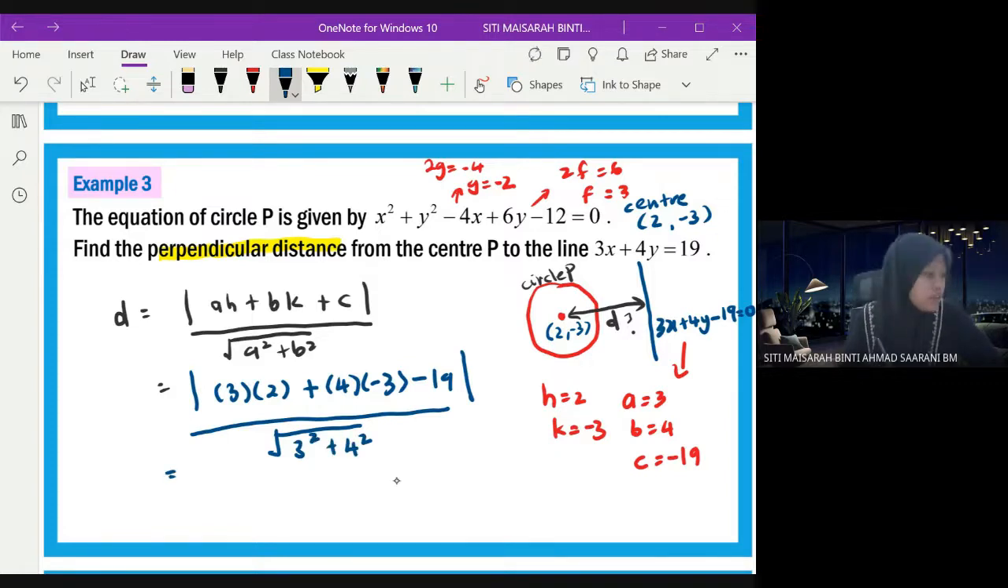Okay, so jadi atas ni kita dapat negatif 25. So modulus negatif 25 over bawah ni square root 9 plus 16 is square root 25 is 5. So kalau modulus kita positifkan dia, so dia akan dapat 25 per 5 which is equal to D dia akan dapat 5. So jadi dia punya perpendicular distance dia adalah 5.